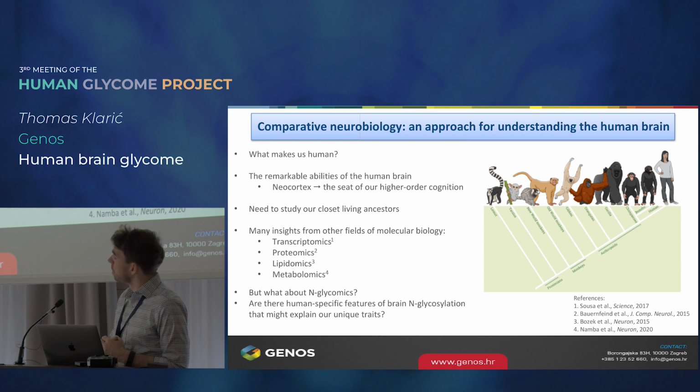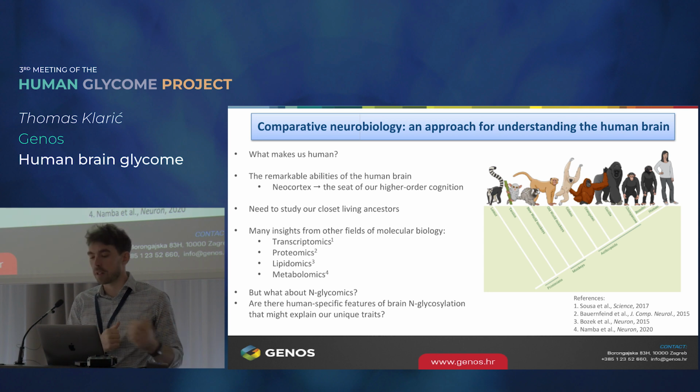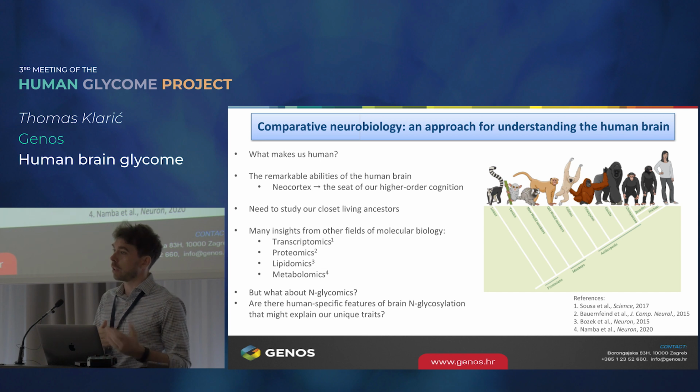And of course, comparative neurobiology is an approach to help us understand the human brain and what makes it special. Of course, it's an age-old question. This kind of approach where we study the human brain side by side with our closest ancestors has brought us many interesting insights from other fields of molecular biology about the human brain. But what about N-glycomics? Are there maybe some human-specific features of brain N-glycosylation that might explain our unique traits?